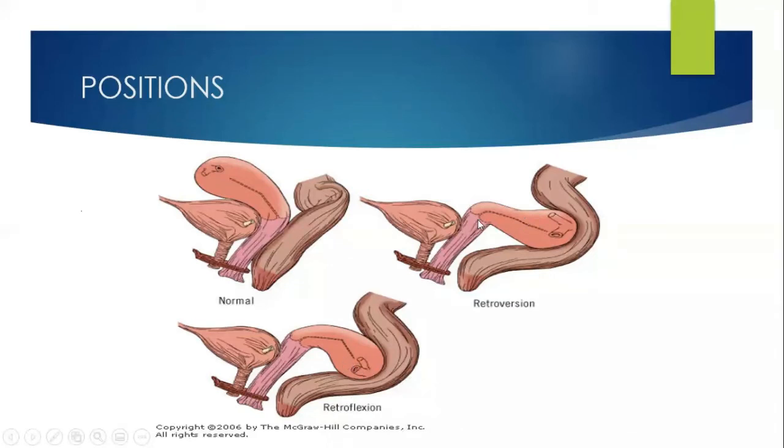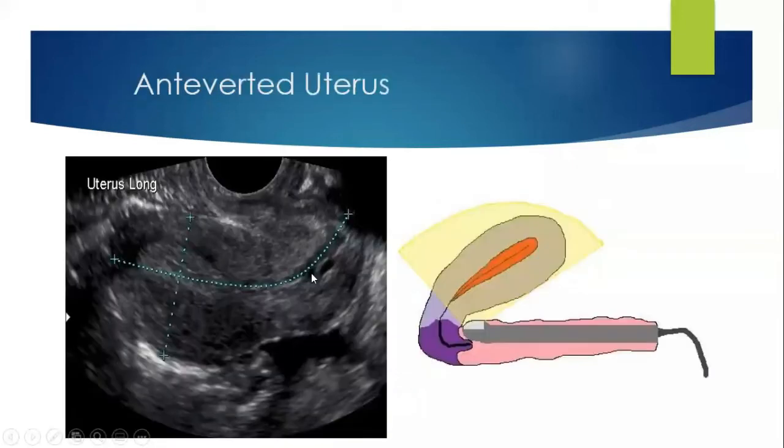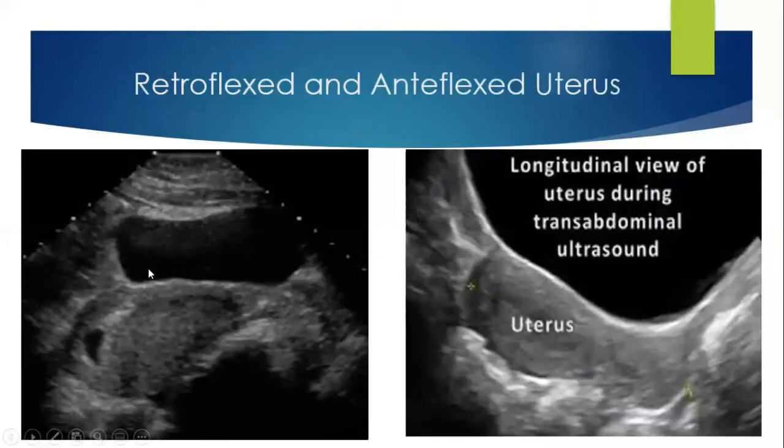So sometimes there is a confusion between these two, but let us see how we actually see them on the scans. So this is how the probe is entering on the transvaginal probe. So now clearly you can see towards the urinary bladder, this is anteverted.